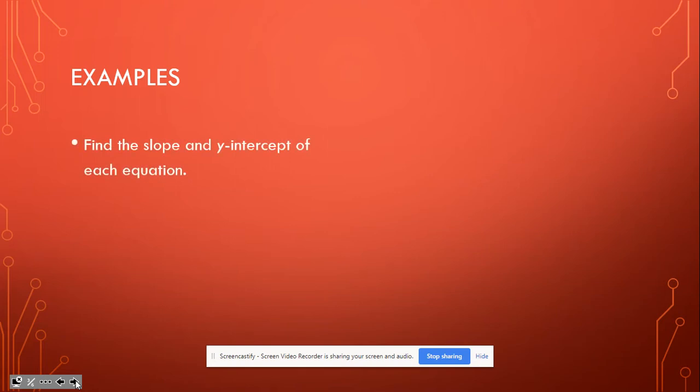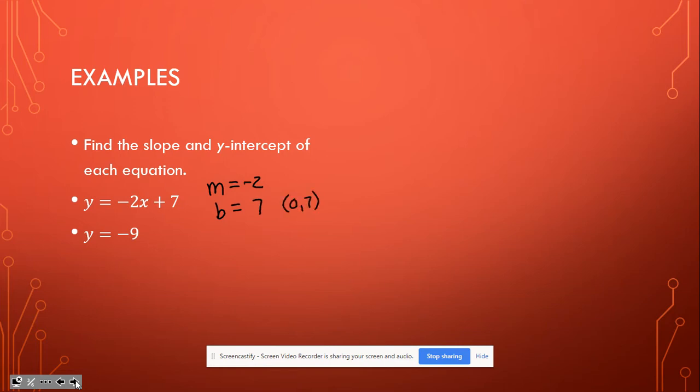Here's some examples to take care of. Find the slope and y-intercept of each of these equations. Pause the video at this point to give yourself a chance to try it on your own. So for the first one, the slope, m, again, is the number that's in front of the x, that's equal to -2. And the b, in this case, the y-intercept, is going to be 7. Now, writing it as a point, it would be 0, 7.